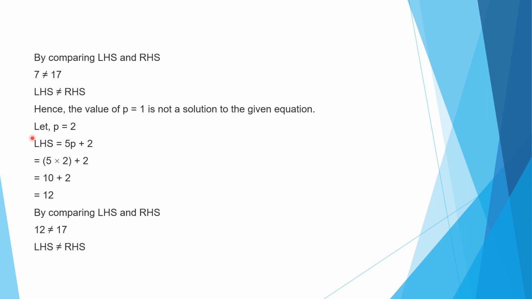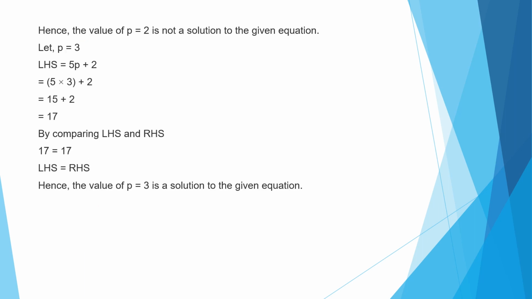So now let us replace the p value with 2. So LHS is 5p plus 2. 5 into p, which is 2. 5 twos are 10, plus 2 is 12. Now again LHS is not equal to 17. That's why p is equal to 2 is also not a solution to the given equation. Now we are done with p is equal to 2. Now let us take p is equal to 3.